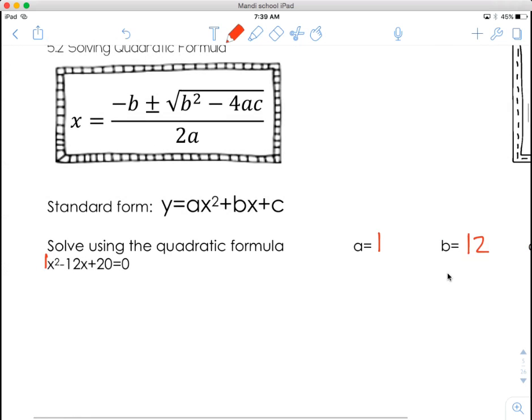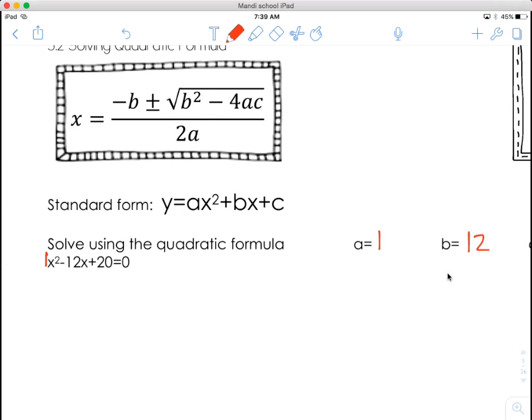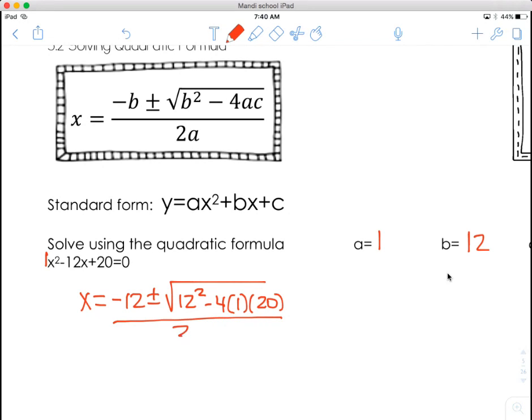Once you have that, you just plug it into the equation that's given. X equals negative b, so that's negative 12, plus or minus the square root, b squared, so that's 12 squared. Now remember, if that b is negative, you're going to have to put that in parentheses, or you're going to get the wrong answer. Minus 4 times a, which is 1, times c, which is 20. And that is all over 2 times a, and a is 1.